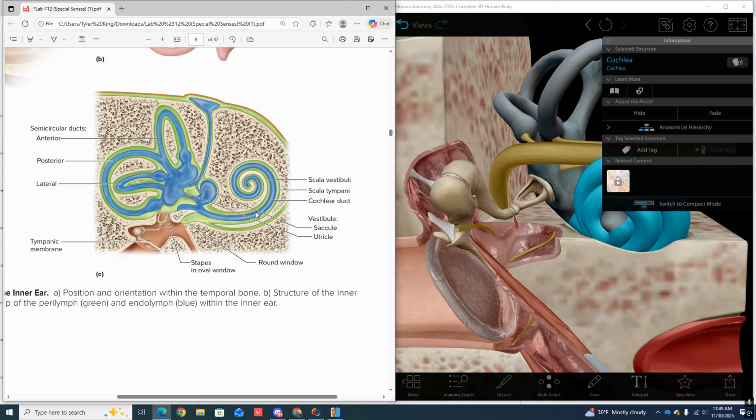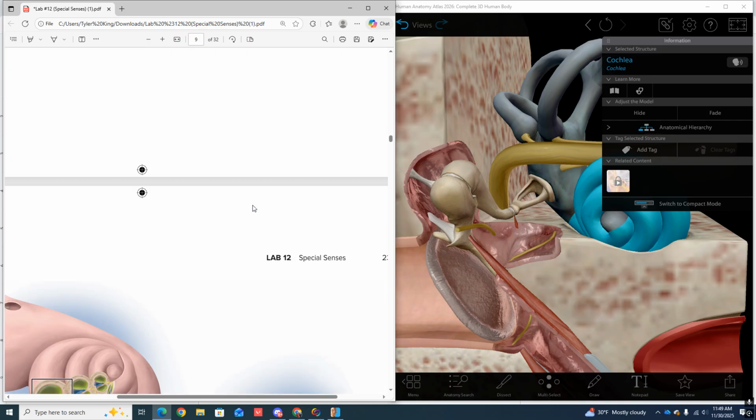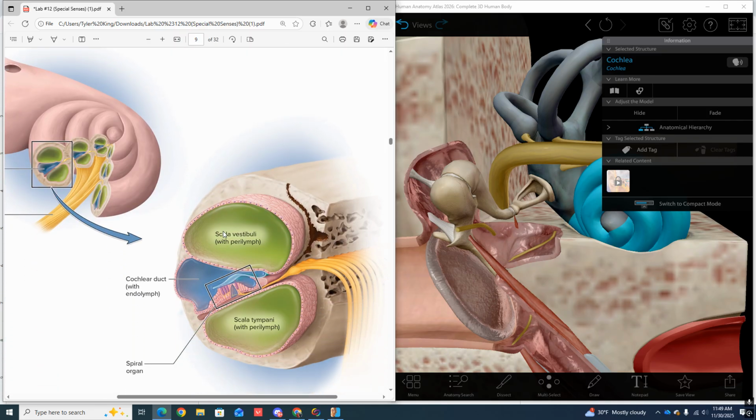The blue structure is the blue fluid. That is the cochlear duct, also known as the endolymph fluid. So that's what that is. So, scala vestibuli. All right, let's scroll down here. It is the superior chamber. So it's the superior chamber in the cochlea.